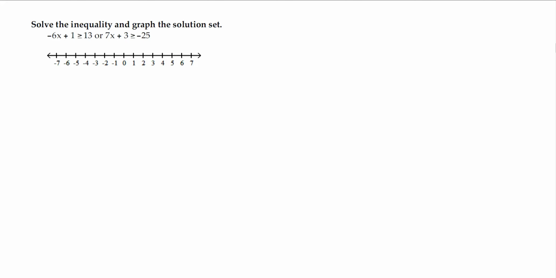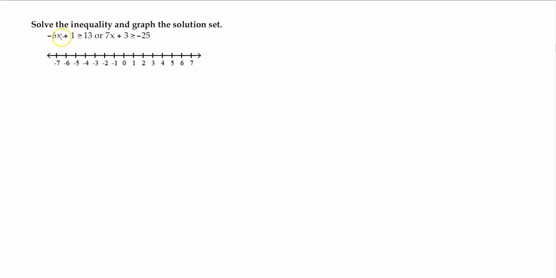Solve the inequality and graph the solution set. Now this is a compound inequality because there's actually more than one. So the instructions should have had "solve the compound inequality," but different books have different looks. So we have two inequalities.